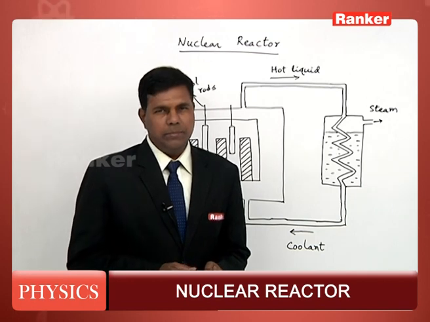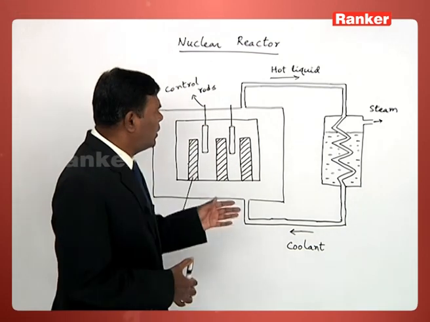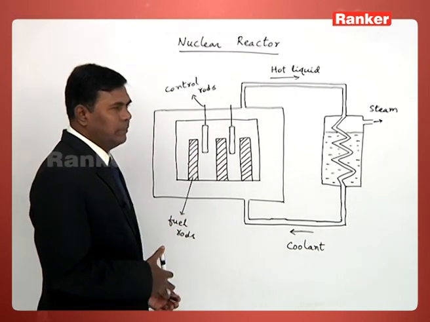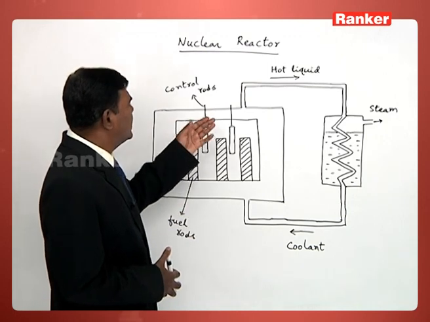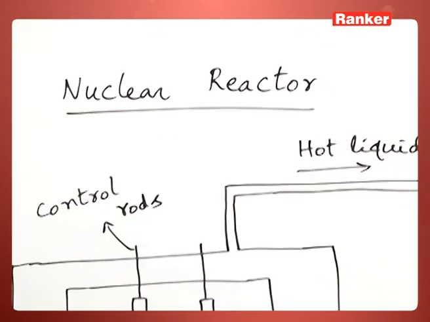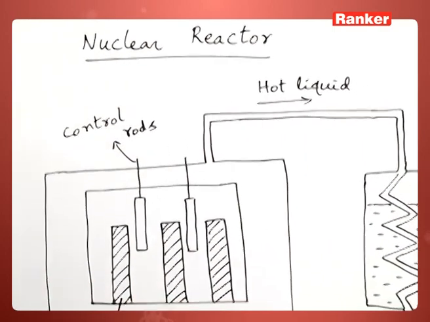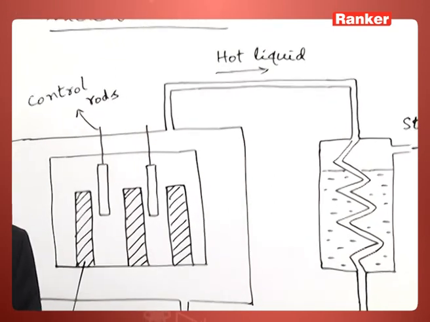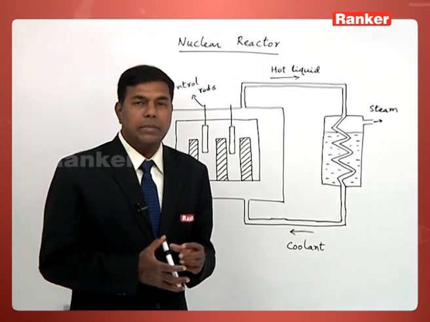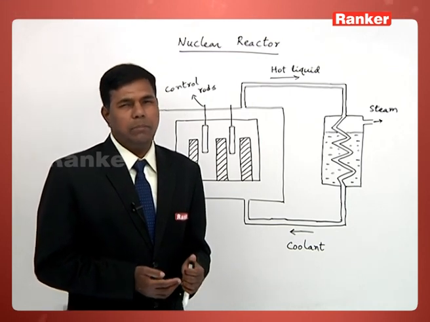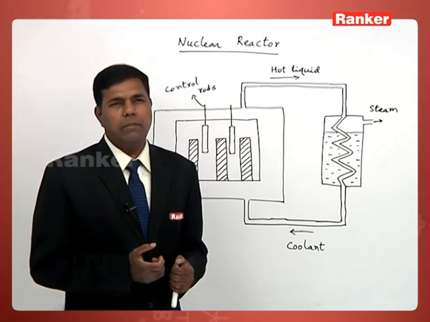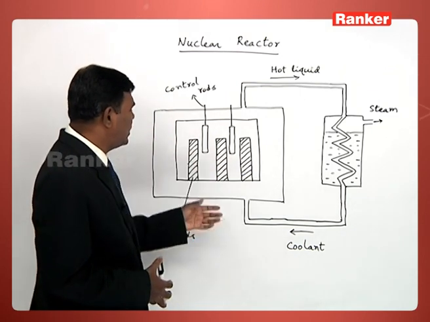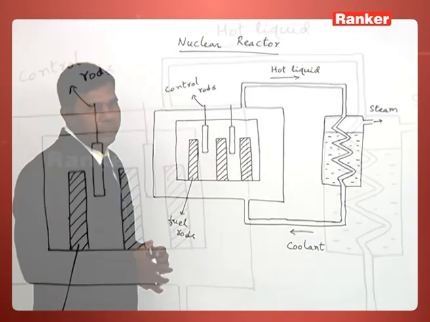The important parts of this particular reactor are, first, the fuel rods, then a cooling system and control rods. That is how it is designed. The fuel which is used is any fissile material, any radioactive material which can undergo the fission process, like uranium, thorium and plutonium. They are used in the form of cylindrical rods as shown in the figure. These are uranium rods which are used as fuel in the reactor.